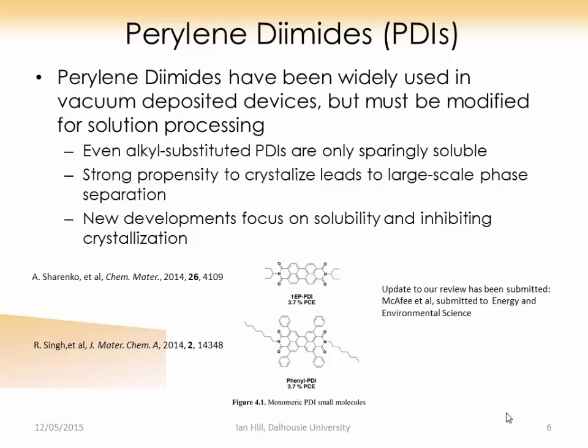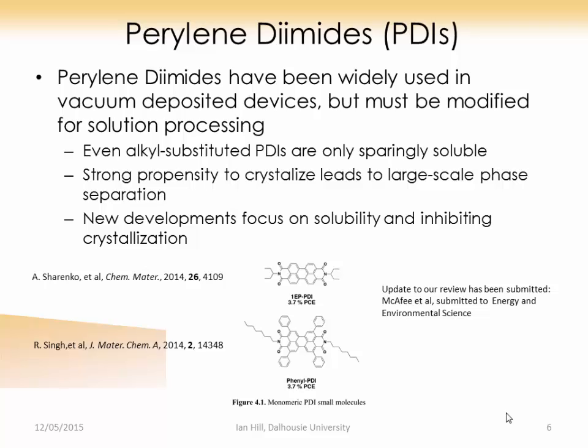So these perylene diimides have been widely used in vacuum deposited devices, but of course they have to be modified to use them in solution processing, and that's usually done by sticking alkyl chains on them, functionalizing them in different ways to get some solubility. But even straight alkyl chain substituted PDIs are only slightly soluble. You can make OTFTs out of them, but it's hard to get enough material to make a good solar cell.